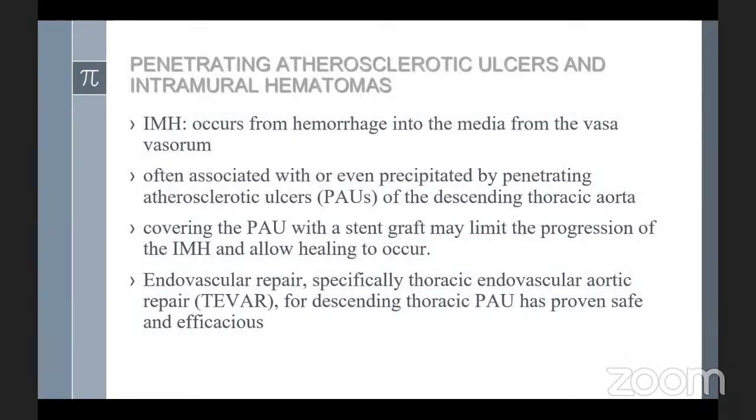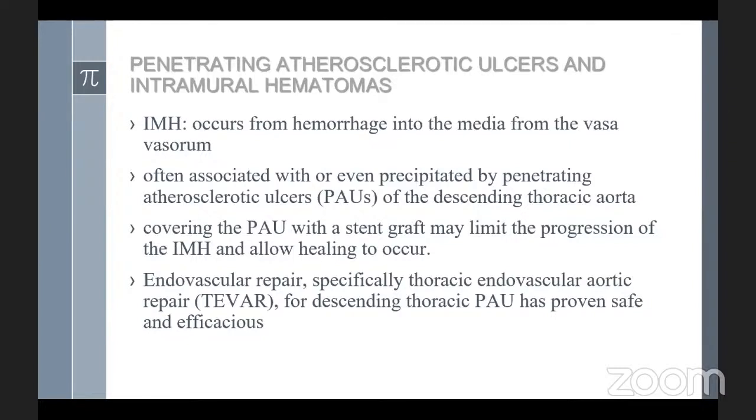So the last topic in aortic disease is treating atherosclerotic ulcer and intramural hematoma. Intramural hematoma is a hemorrhage into the media from the vasa vasorum or a thrombosed aortic dissection, usually associated with an atherosclerotic ulcer. We used the same mainstay of management with endovascular grafting, and that showed good prognosis and limited the progression of the disease. It's good for long-term management and healing to occur.